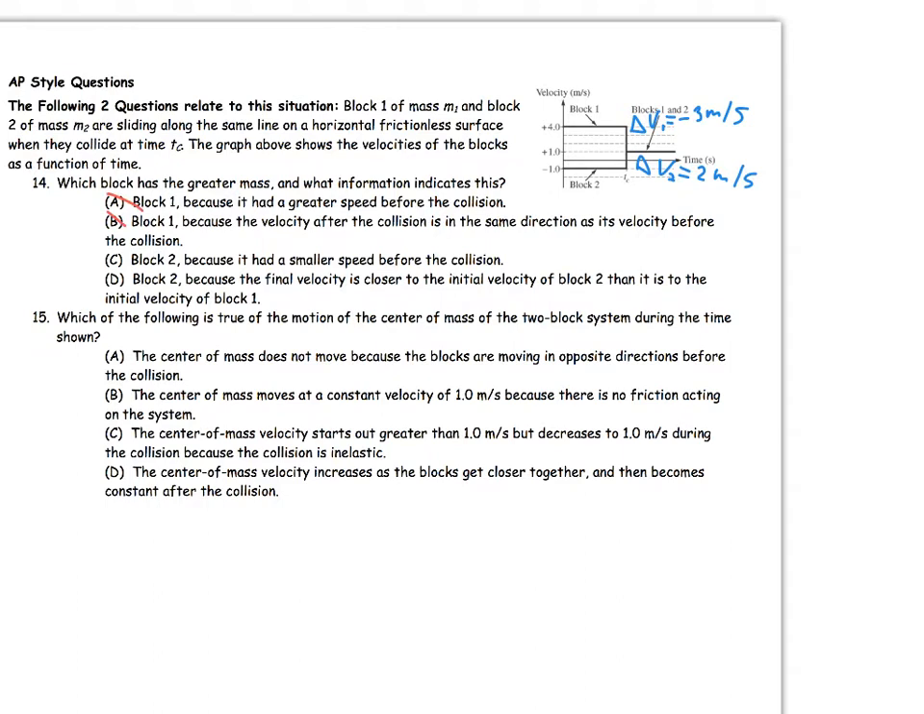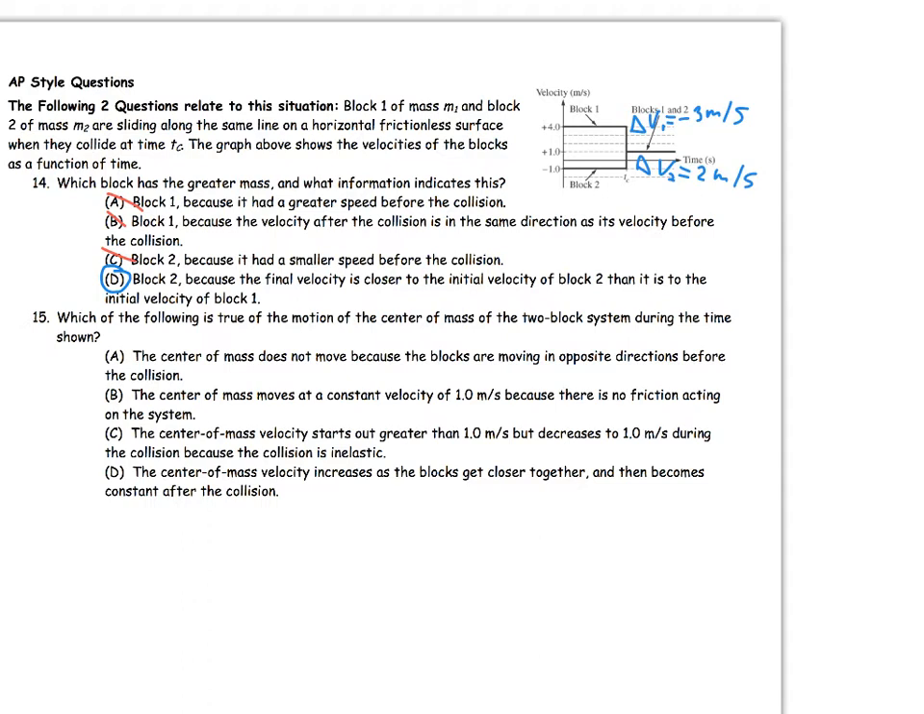Now the reasons we have here for our choices, number 1, block 2 is at a smaller speed before the collision. That's not a valid reason for why it has a greater momentum. However, this second reason, because the final velocity is closer to the initial of block 2 than the initial of block 1, that's just another way of saying that the change was smaller for block 2. So our answer there is going to be D.